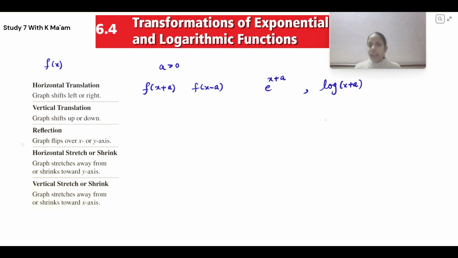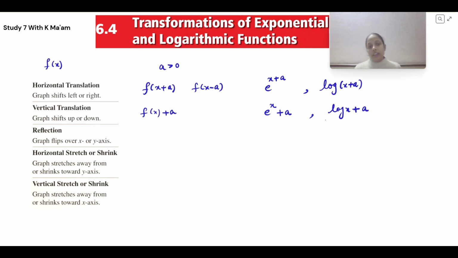Vertical translation. In the vertical case, the graph will move up or down. So the function f(x) changes outside, plus a or minus a. So e power x plus a, log of x plus a. It's like this.